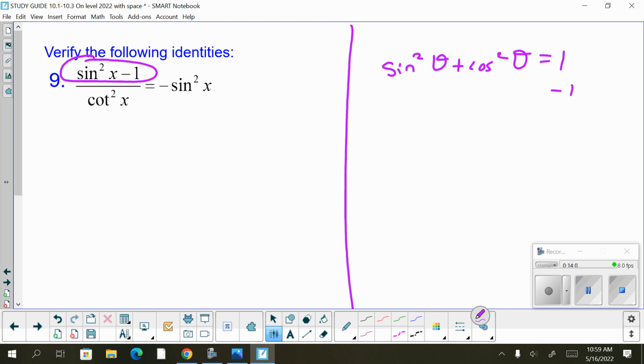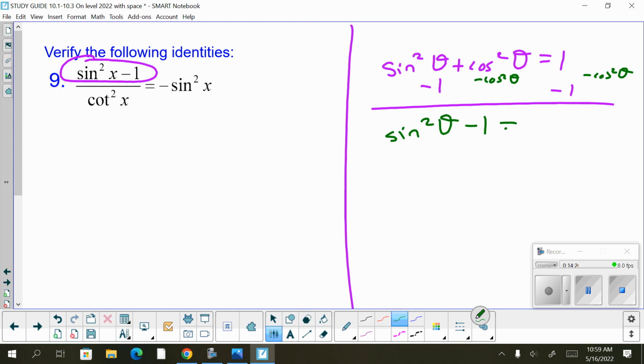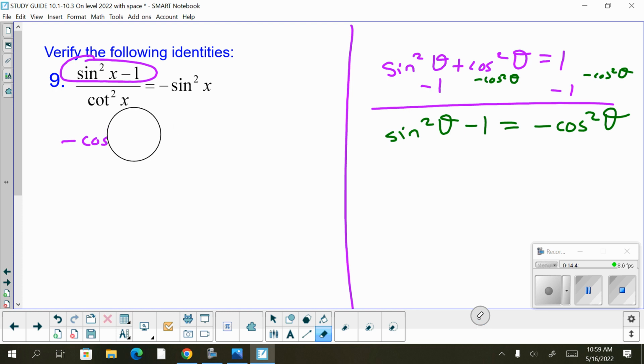You're going to subtract the 1 from the right-hand side to the left-hand side. But you're going to subtract the cosine squared theta from the left-hand side to the right-hand side. So you'll have sine squared theta minus 1 equals negative cosine squared theta. So it looks exactly like what I need it to look like. You're allowed to do that. You're allowed to rearrange it to make it look like something you can use. So what I've got in that purple square, I'm going to be replacing with negative cosine squared theta. I'm using x's instead of thetas.